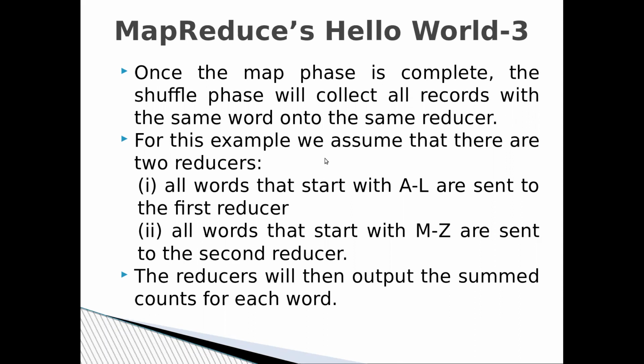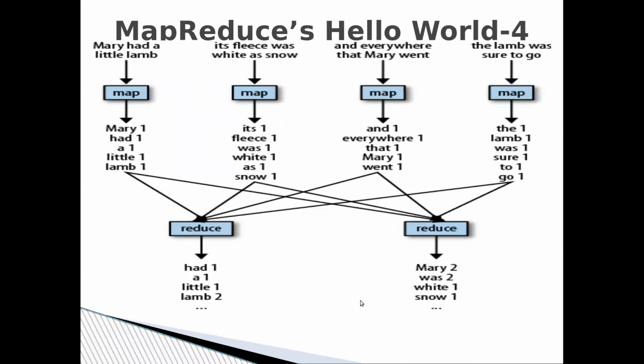We need to count the words, like how many times each word occurs. So the words starting with the letters A to L are sent to the first reducer and M to Z to the second reducer, and the reducers are then going to output these summed counts for each word. Okay, I would say 70% understood. Let's have a final graphical look now so that it's clear.